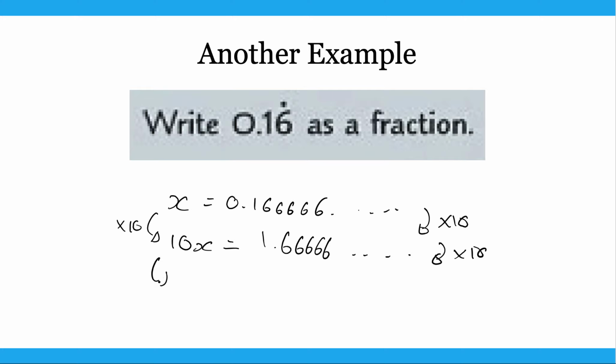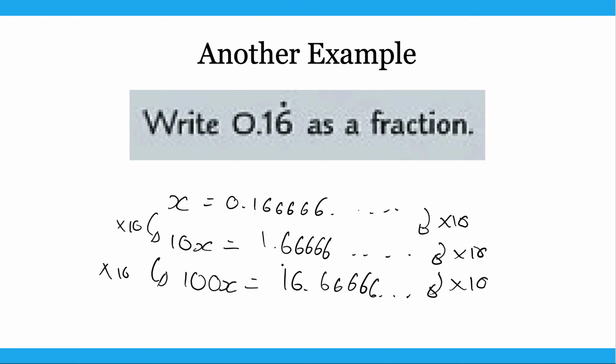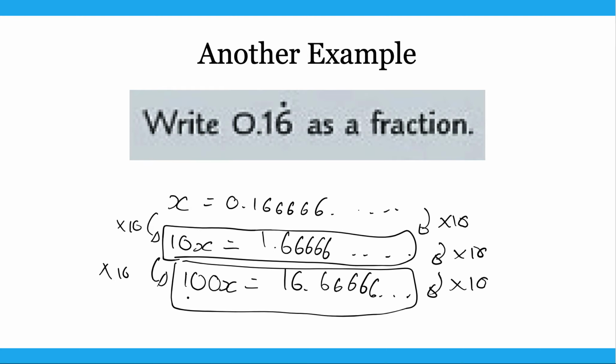Let's multiply this by 10 again. This would get us 100x and 16.66666. And as you can see, these decimals after the decimal point, this row lines up with this row. So we can do 100x subtract 10x and 16.6 reoccurring subtract 1.6 reoccurring. This will get us 90x is equal to 15.